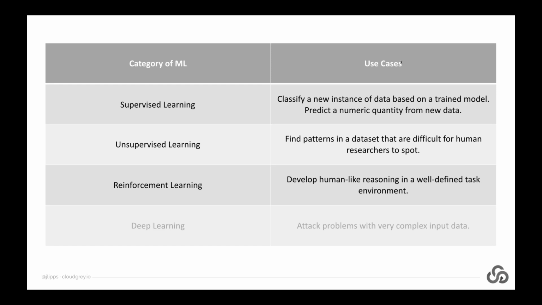For reinforcement learning, we could use it to develop human-like reasoning in a well-defined task environment. So things like playing games and so on. And as I said before, deep learning is used when we want to try and attack problems that have a lot of complexity in their input data space.